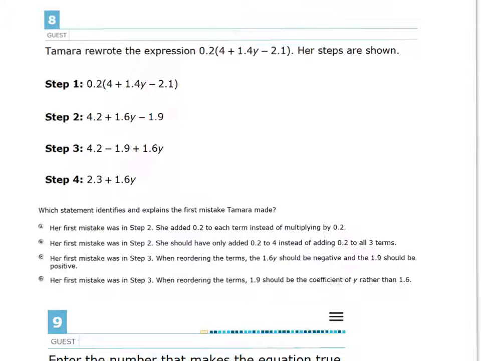Letter B, her first mistake was in step 2. She should have only added 0.2 to 4 instead of adding 0.2 to all 3 terms. For C, her first mistake was in step 3. When reordering the terms, the 1.6y should be a negative and the 1.9 should be positive. And letter D, her first mistake was in step 3. When reordering the terms, 1.9 should be the coefficient of y rather than 1.6.